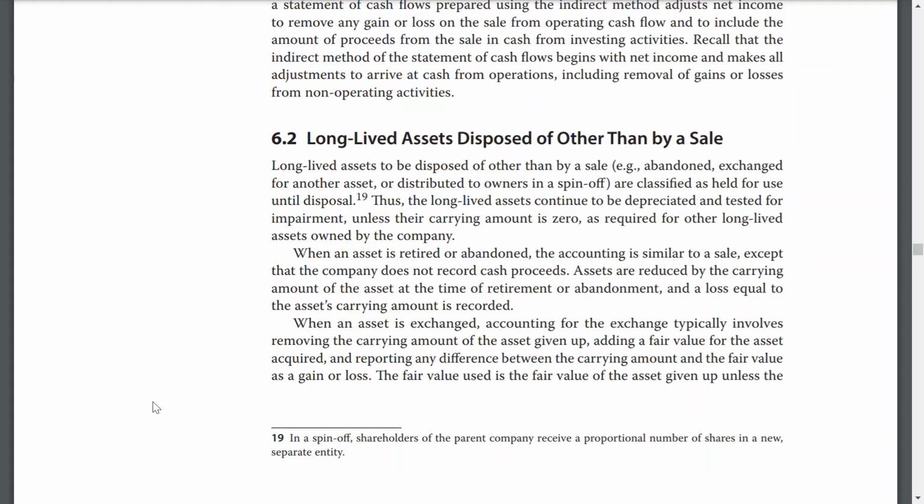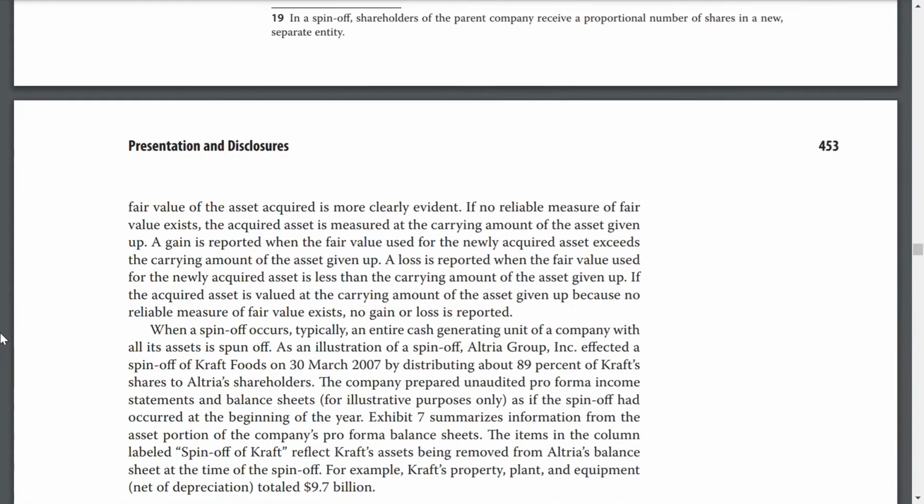When an asset is exchanged, accounting for the exchange typically involves removing the carrying amount of the assets given up, adding the fair value of the assets acquired, and then reporting any difference between the carrying amount and the fair value as a gain or loss. The fair value of the assets given up is used, unless the fair value of the asset acquired is more clearly evident.